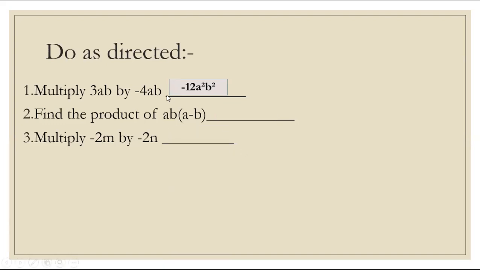Okay, so the answer number 1 is minus 12a square b square. Beta, we have to multiply. When we multiply the terms, the power is going to be added. So a into a is a square. Yes, Shehroz, you are right. Okay, what about the second question?